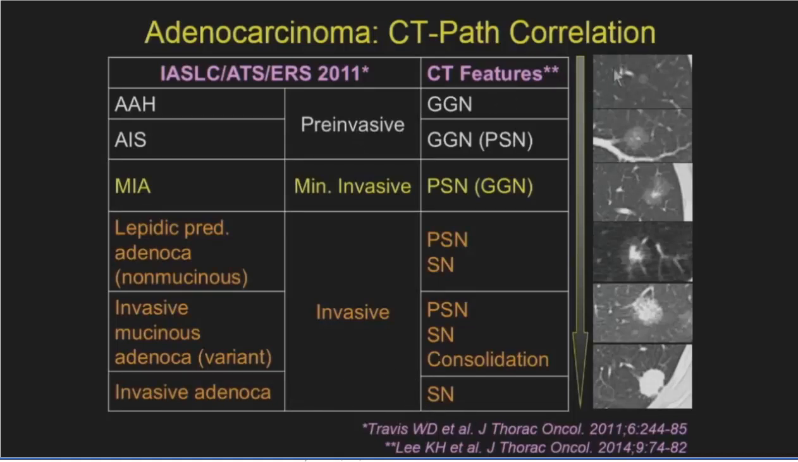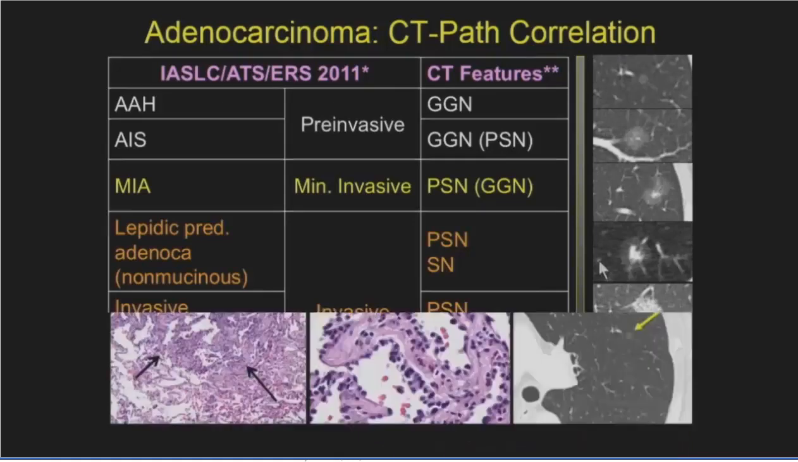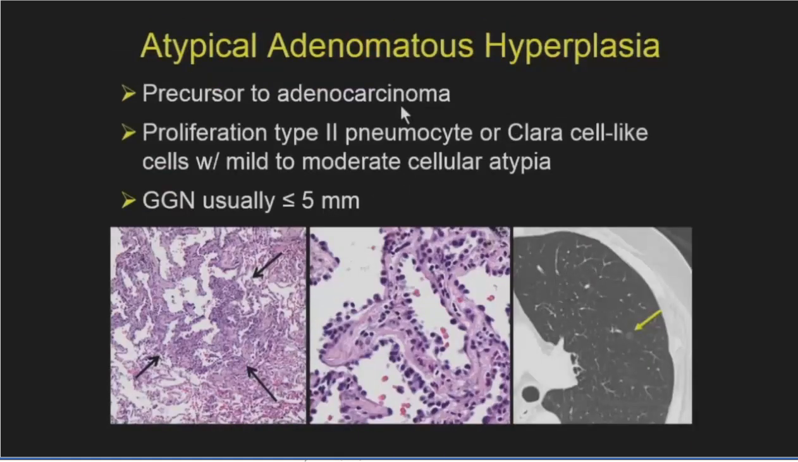And so, as you can see here, as we progress from the pre-invasive to minimally invasive to invasive lesions, the attenuation on CT will increase, changing from pure ground glass nodules to part solid to solid lesions, and the prognosis of these patients will decrease. So let's go over this classification in a little bit more detail.